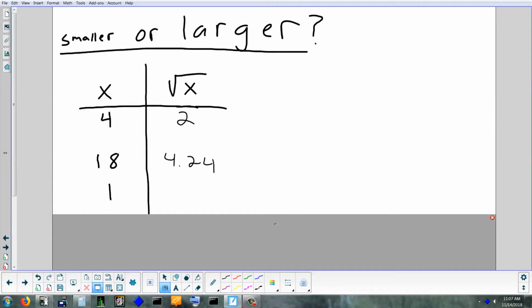Any thoughts on that one? Square root of 1? Yeah, 1. Didn't get smaller. Stayed the same. So maybe the answer is when you take a square root, it stays the same, or it could get smaller.